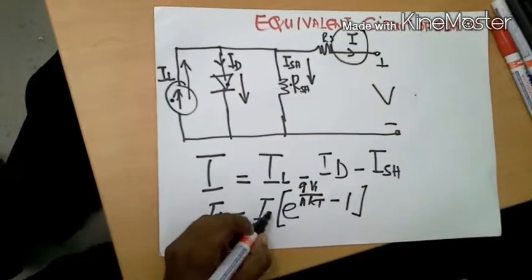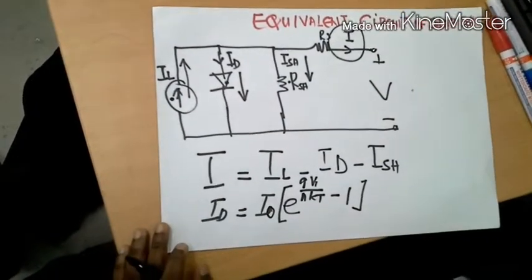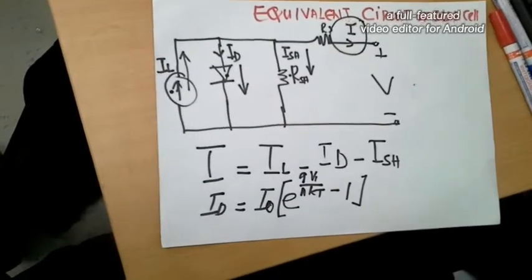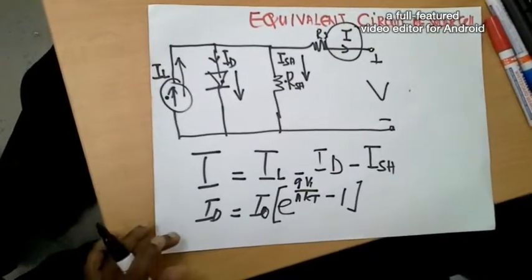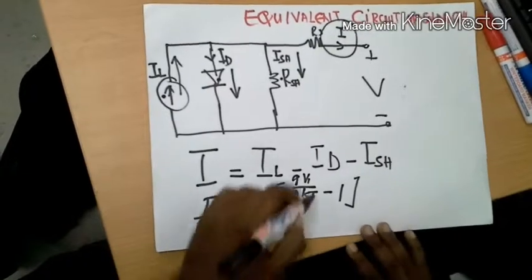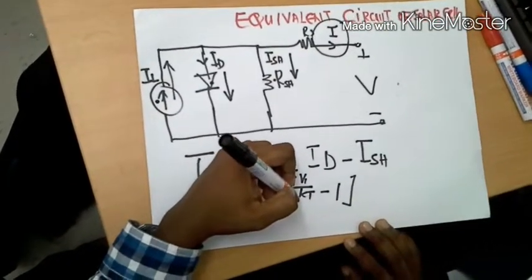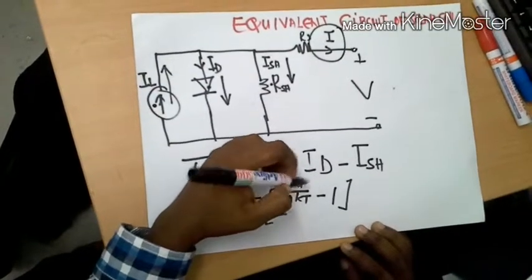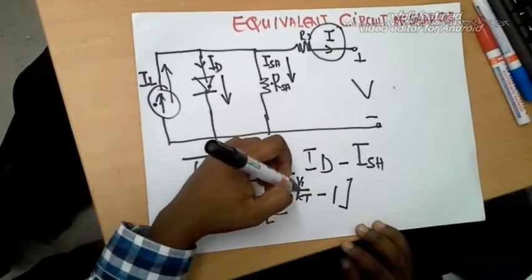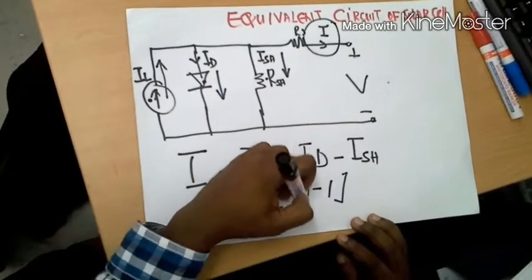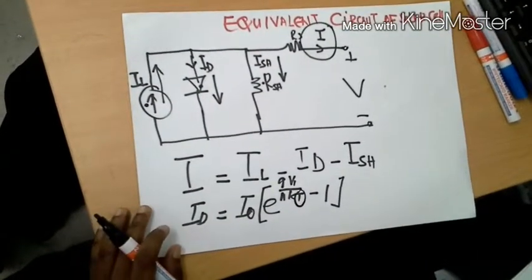And you know that I node is the reverse saturation current, because now the diode is working in the fourth quadrant. N is the diode ideality factor, and we'll consider this as 1. Q is the elementary charge, K is the Boltzmann constant, and T is the absolute temperature.